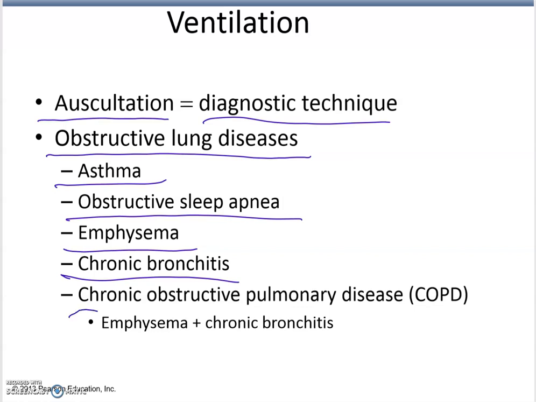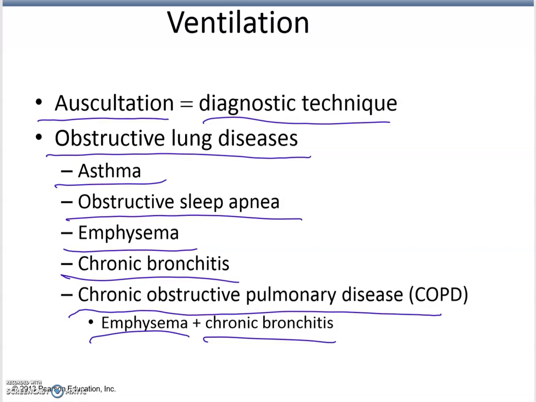Now, COPD, or chronic obstructive pulmonary disease, is a combination of emphysema and chronic bronchitis. Emphysema is a condition where the air sacs are damaged, and this can happen easily through smoking or vaping. And then chronic bronchitis is an inflammatory process that narrows the airways.